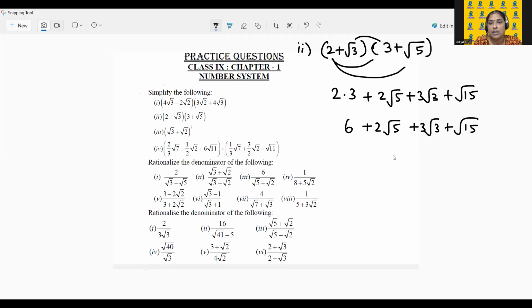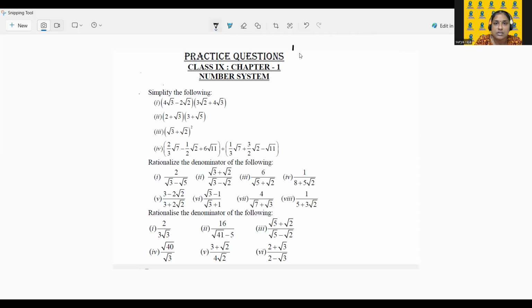Okay, is there any like terms to group? I mean to add together? No, here it's a different term. Here is also a different term. Here is also a different term. Let it be as it is. This is the answer for the second question. Okay, let me do question 3.